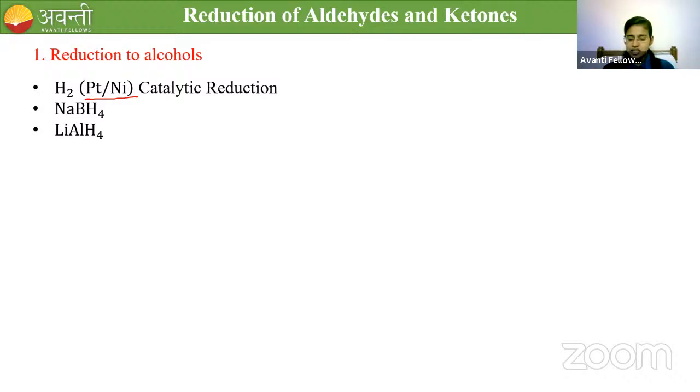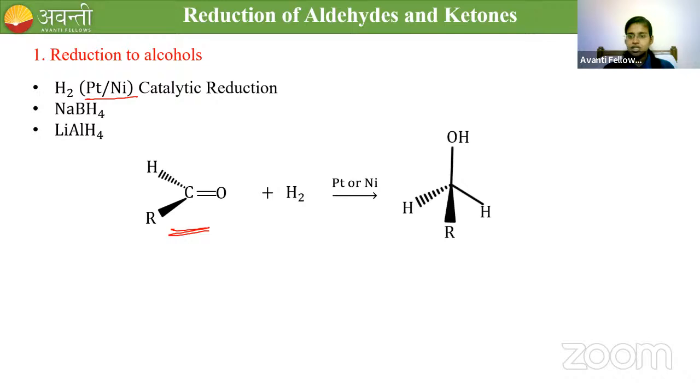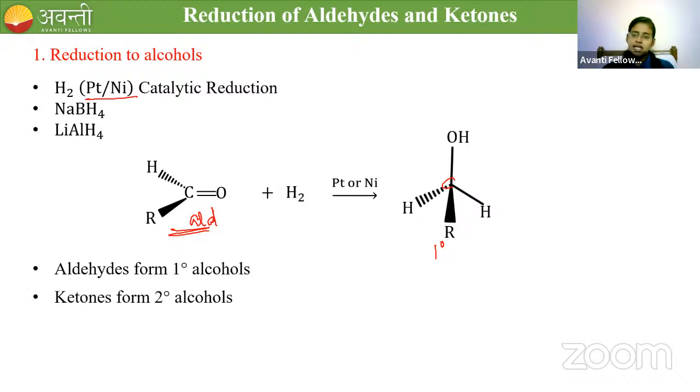So let me go for the reaction. Take an aldehyde and add H2 in presence of platinum or nickel. This aldehyde will produce alcohol, right? So what alcohol? RCH2OH. Since this compound is an aldehyde, it will form primary alcohol. Aldehydes form primary. You see the formula? We have RCH2OH. And ketones will form secondary alcohol. So this is the general reaction.